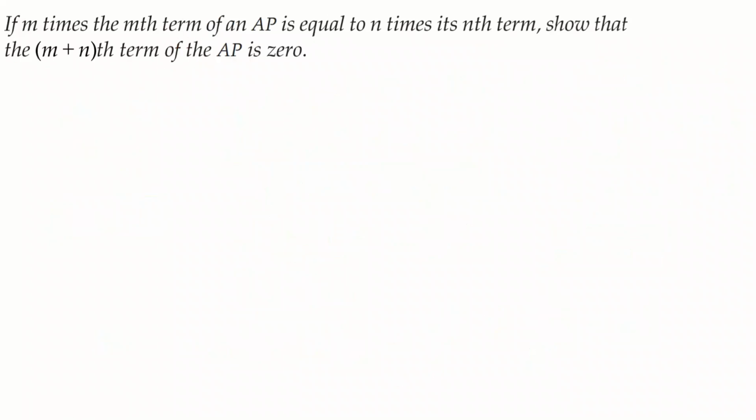Next question: if m times the mth term of an AP is equal to n times its nth term, show that the m plus nth term of the AP is 0. So they're giving that m times the mth term, that means m times Tm, is equal to n times the nth term. This is what is given to us, and then we need to prove that T(m plus n) is 0. Show that the m plus nth term is 0. That means we need to reach here: T(m plus n) is equal to 0. We need to show this.